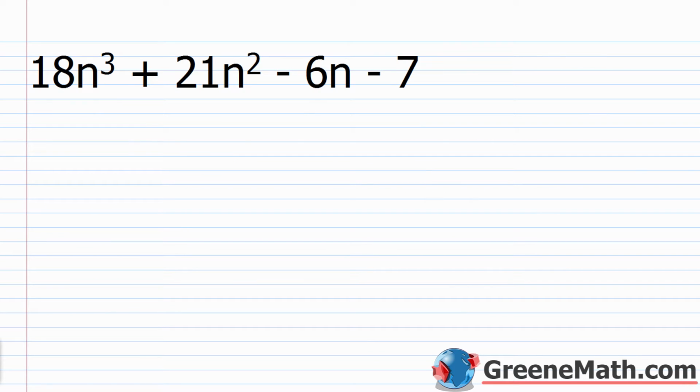Let's look at the first example, and this one's pretty easy. I'm going to start out by just going with the way things are presented, and I'm going to show you that you can do this multiple ways. So we have 18n cubed plus 21n squared minus 6n minus 7. So again, the first thing I want to think about is there something other than 1 or negative 1 that I could pull out from every term here, set it outside of some parentheses? The answer to that is no.